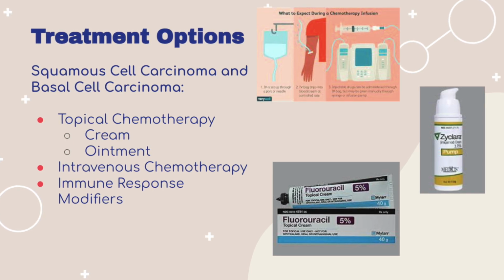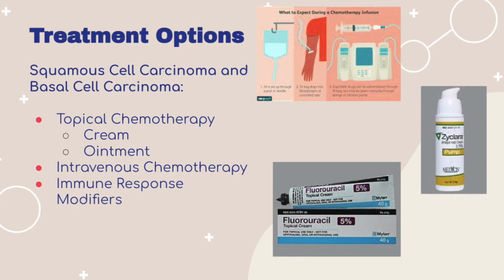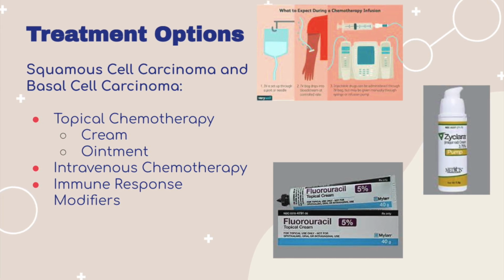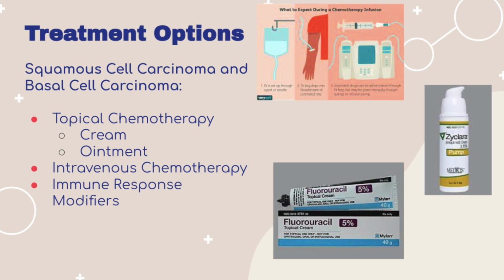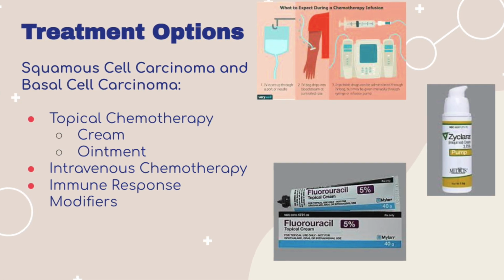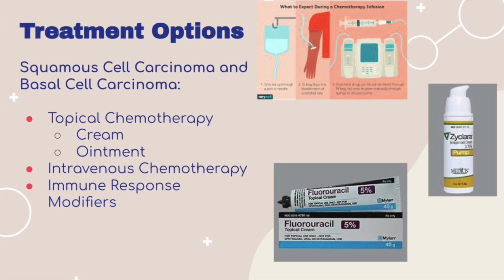The next form of treatment is intravenous chemotherapy. This is the typical chemotherapy that we would think of for other sorts of cancer, where it goes into the vein through an IV. While it is most effective for a lot of things, it is also most damaging to the body.